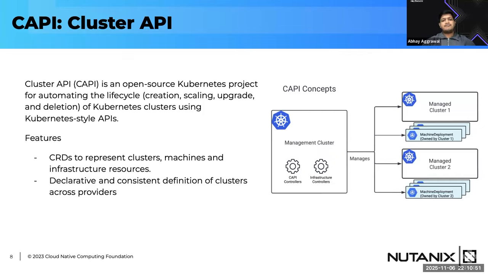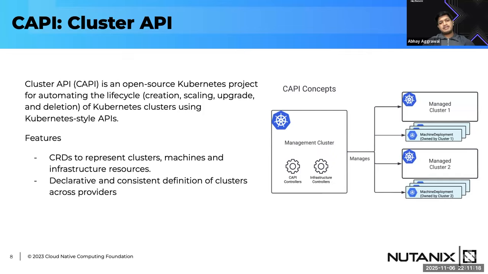CAPI is an API-driven model. The same pattern you use for managing applications now works for your infrastructure. Your team already knows kubectl, YAML, and the Kubernetes reconciliation model. There's no separate tooling to learn for cluster management. This dramatically reduces the learning curve and operational complexity.